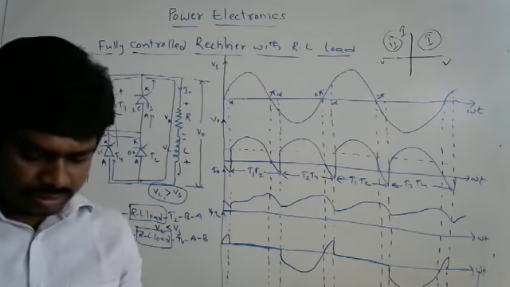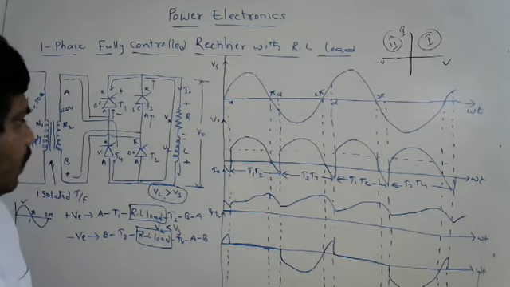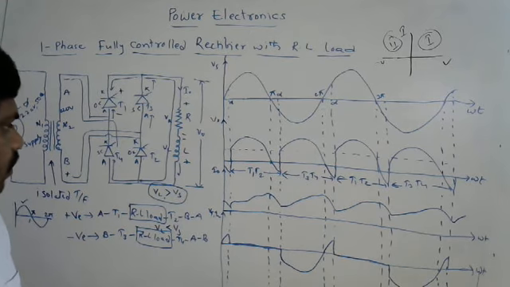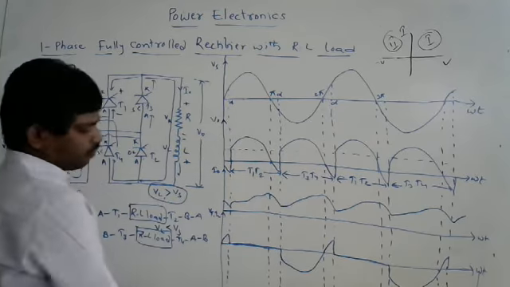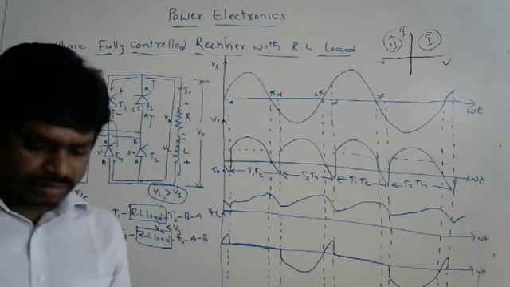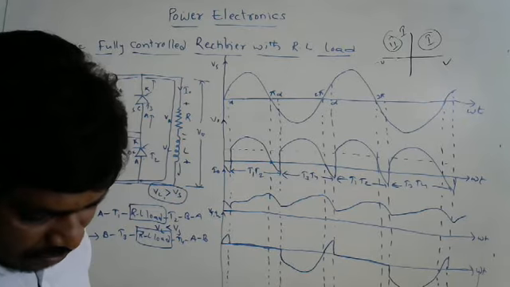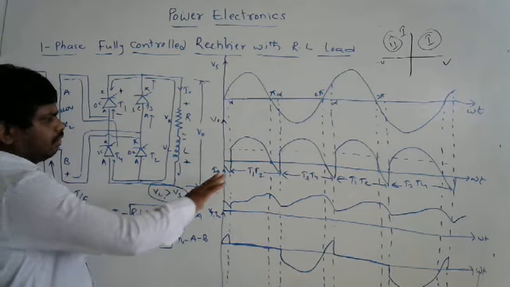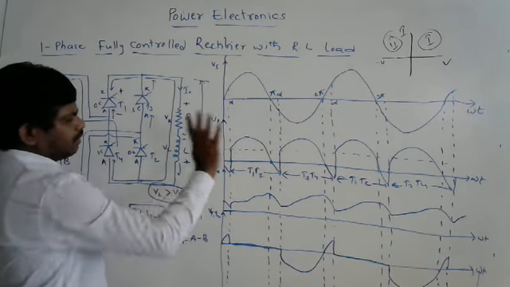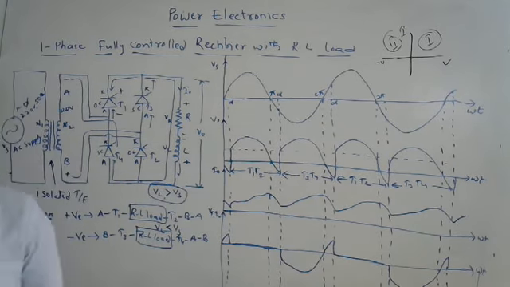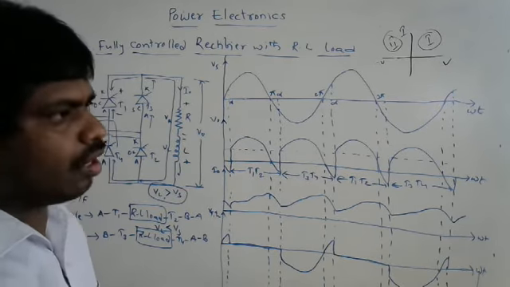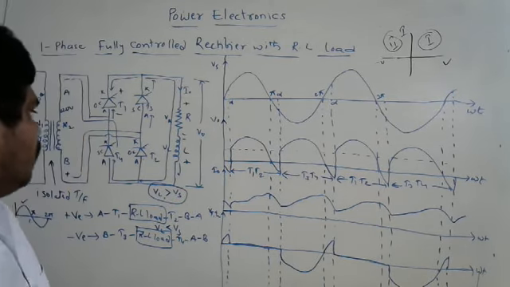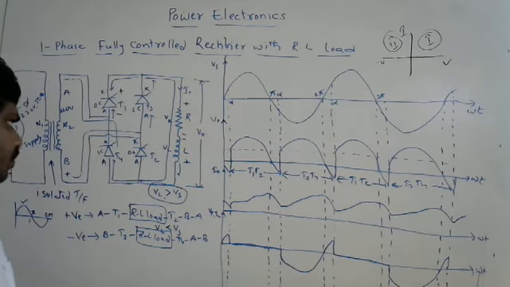Two quadrant operation means up to alpha to pi we are getting first quadrant operation, then pi to alpha for the next half cycle we are getting second quadrant operation. But what is the disadvantage of this circuit? The disadvantage is very simple. When there is a negative voltage on the output side, it reduces the total output available, so the average output delivered to the load is going to be reduced.